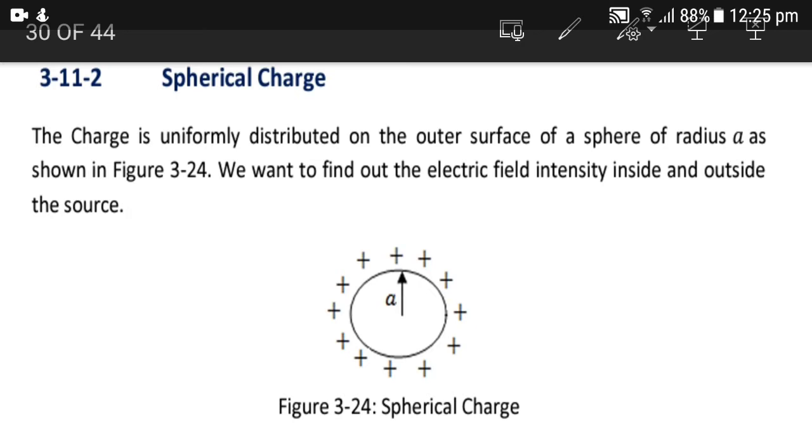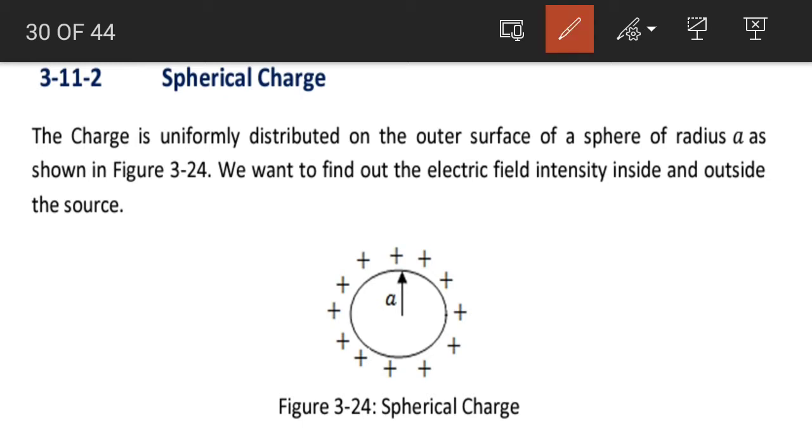There are a number of applications of Gauss law. We consider one of the applications, which is a spherical charge. We assume that the charge is uniformly distributed on the surface of this sphere, and the radius of the sphere is a. The surface charge density of the source is known, which is represented by rho s. So rho s, the surface charge density, is the charge per unit area.